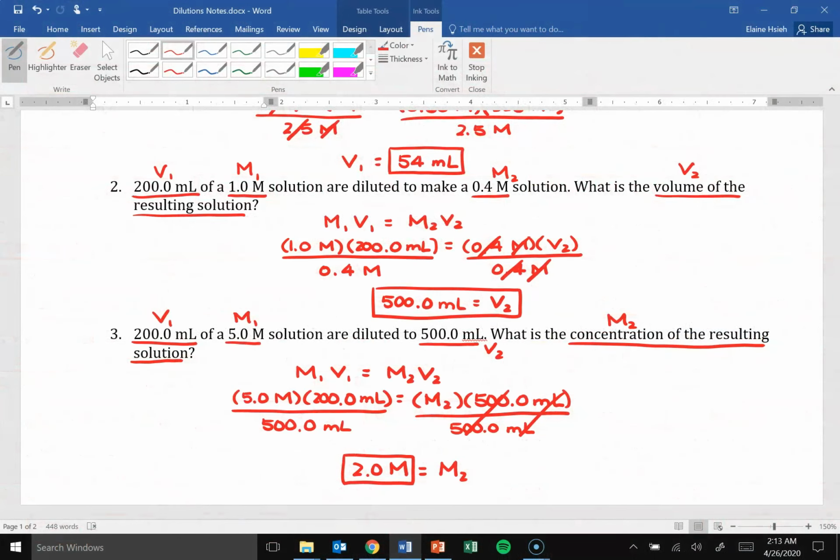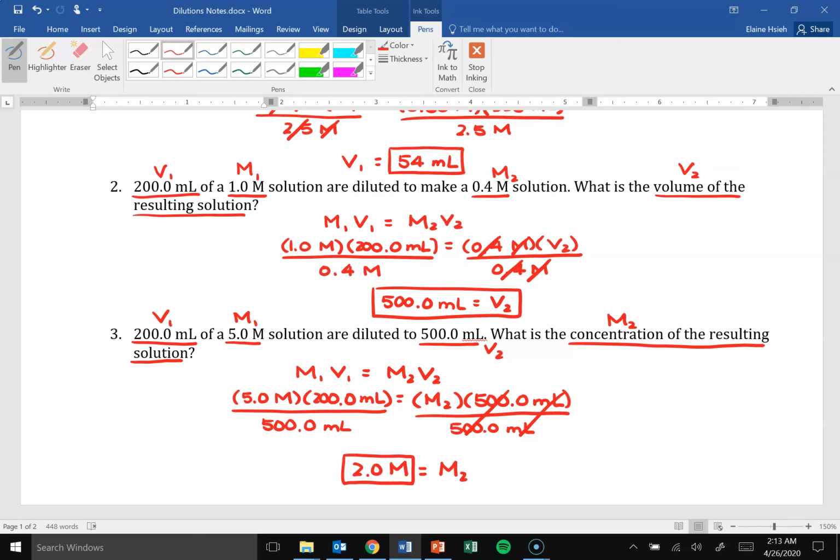In number 2, we are given M1, V1, and M2, and we are looking for V2. When we plug all of the numbers into the equation, we get V2 equal to 500.0 milliliters. In number 3, we are given M1, V1, and V2, and we are looking for M2. Once we plug all the numbers into the equation, we get 2.0 molar for M2.